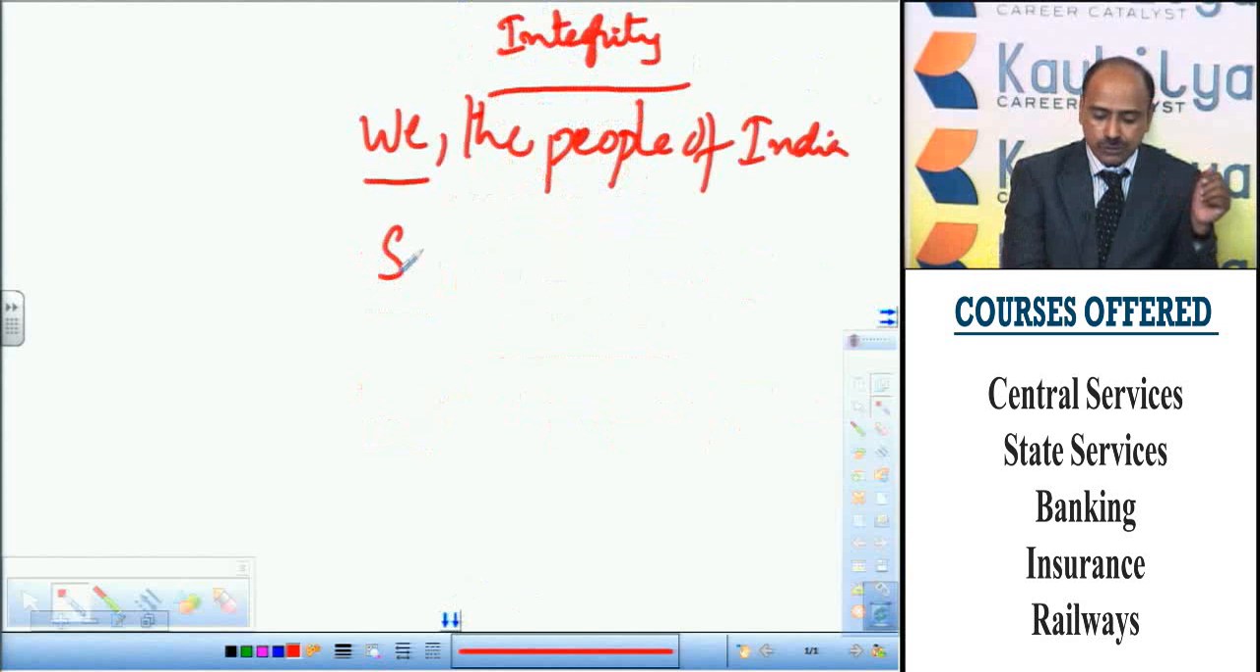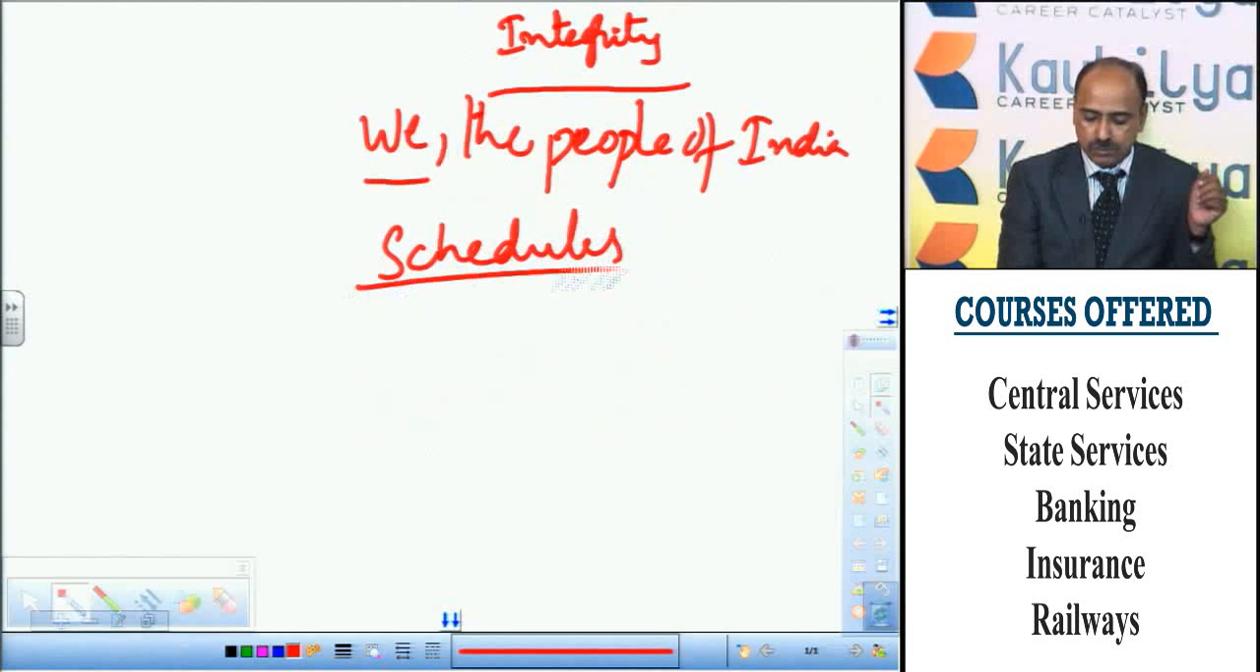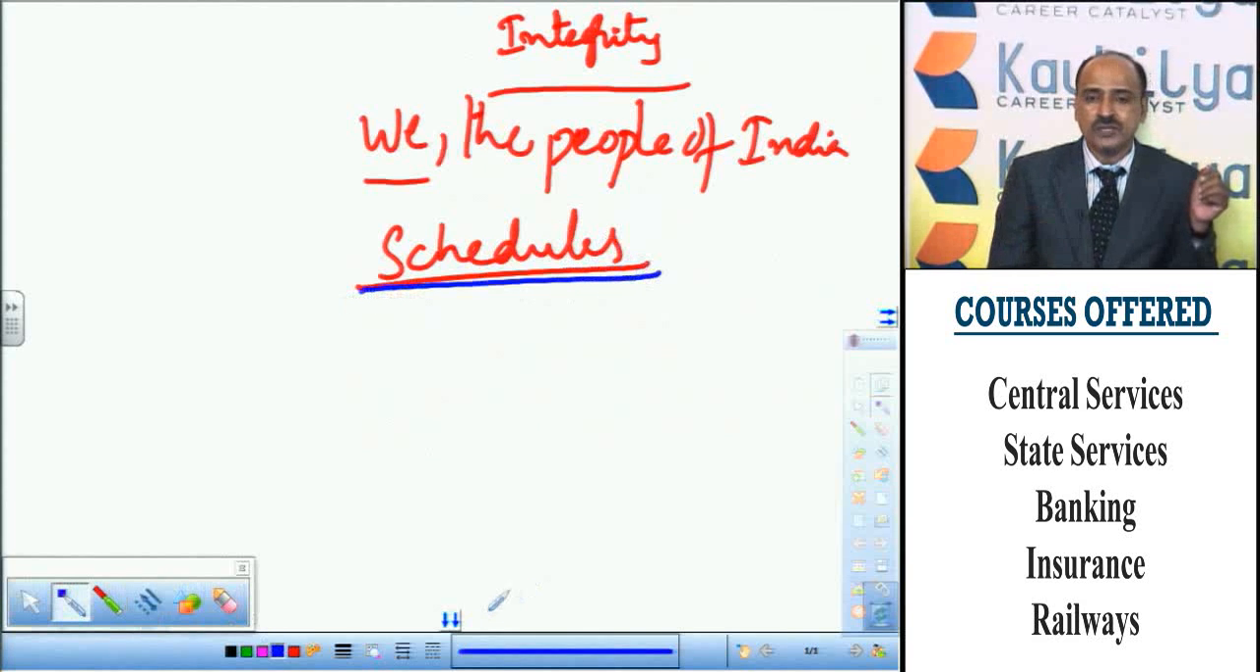Next you go to schedules. Briefly, we have to know about schedules in our Indian constitution, because whenever we want to study an overview of the constitution, we must know the schedules of the constitution.